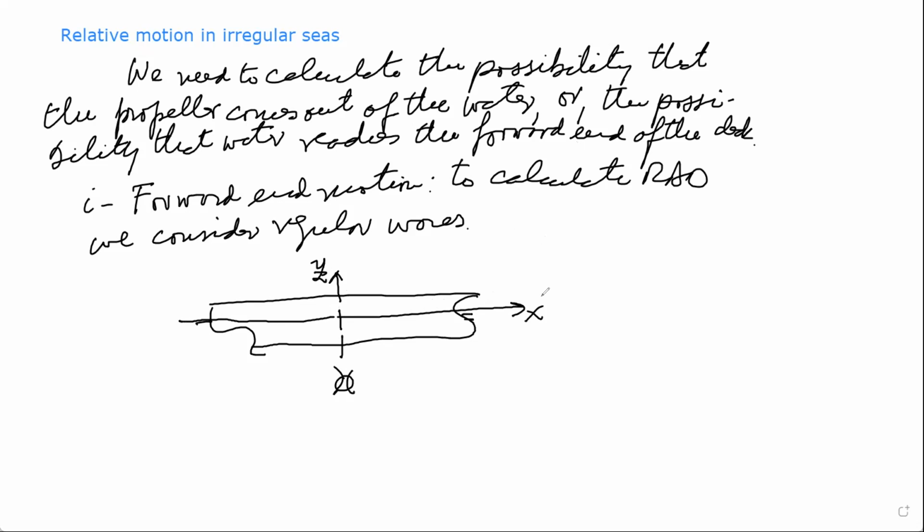Okay, so we have regular waves. So we have to draw regular waves, because we are going to consider the calculation of the RAO. So from here till here, this is lambda. And this is Z0, that's the amplitude of the wave. And we are going to consider that this is equal to 1 meter, since we want to calculate the RAO.